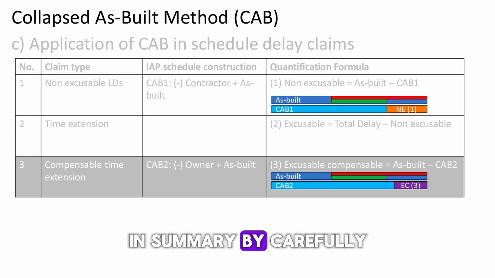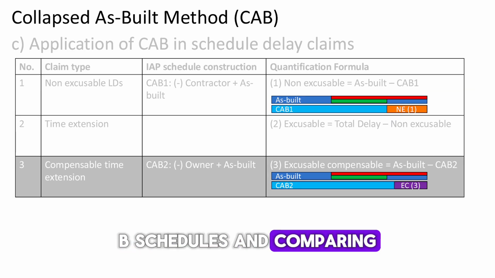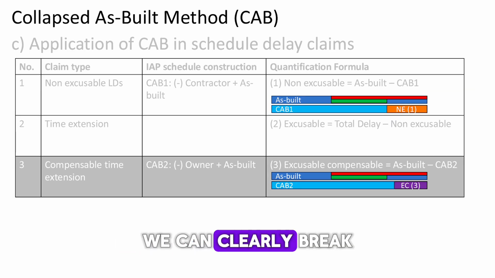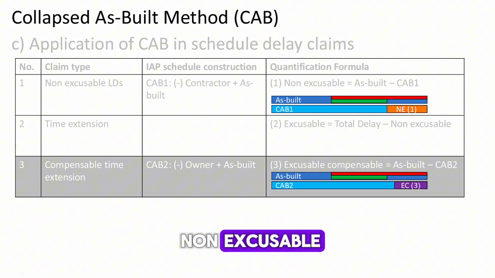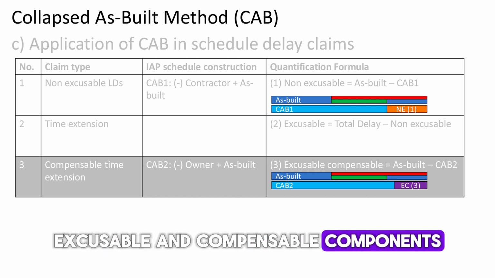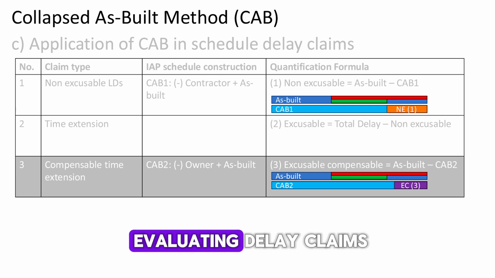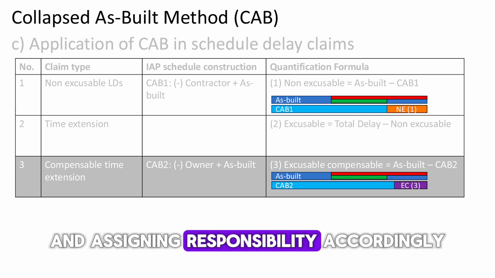In summary, by carefully applying CAB schedules and comparing them to the as-built, we can clearly break down project delays into non-excusable, excusable, and compensable components, which are crucial for evaluating delay claims and assigning responsibility accordingly.